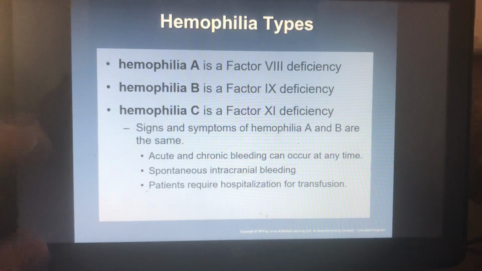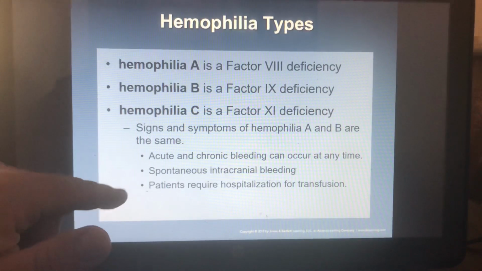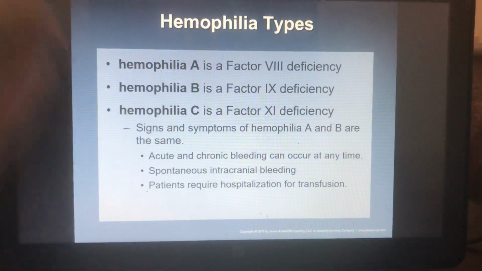Again, even if they get their head bumped or something like that, they're worried about an intracranial bleed. They do have to go to transfusion. They can do transfusions as well. They'll remove a unit or 2 of blood that doesn't have any of the clotting factors and get new blood that does have clotting factors in it.